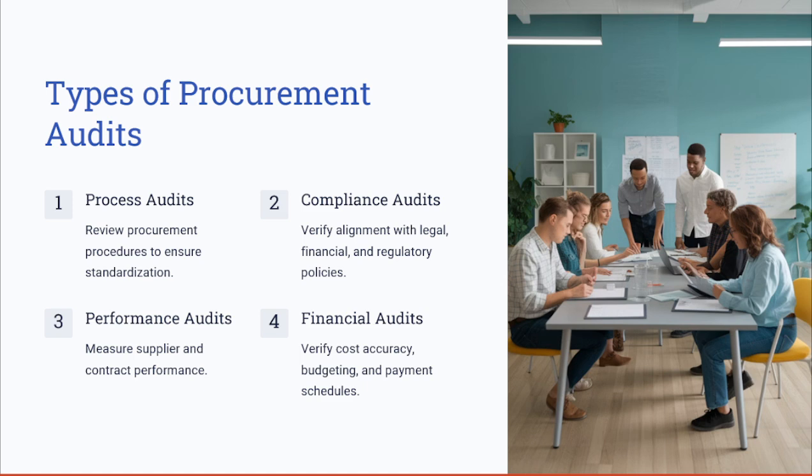The fourth type of procurement audit is the financial audit, to verify cost accuracy, budgeting, and payment schedules, and to identify any fraudulent transactions or cost inefficiencies. So these are the main types of procurement audits that you can conduct. All of these help organizations evaluate processes, vendor performance, and financial management. These audits detect inefficiencies and ensure procurement aligns with the project objectives, budget, and legal requirements.